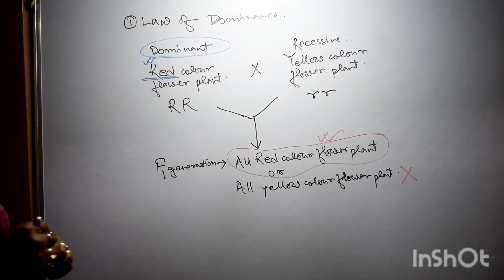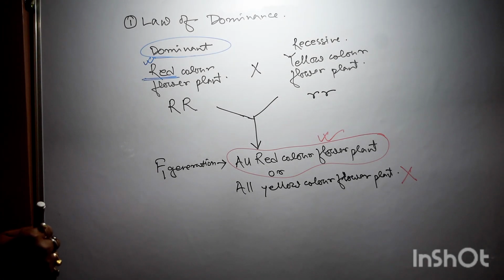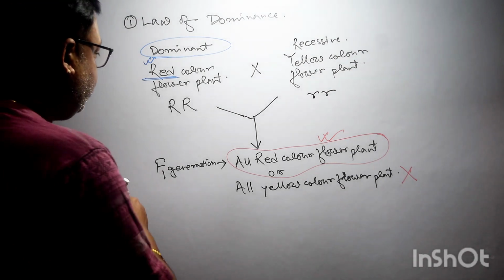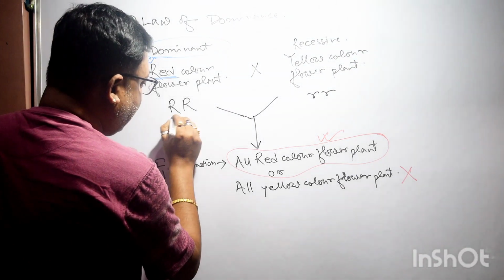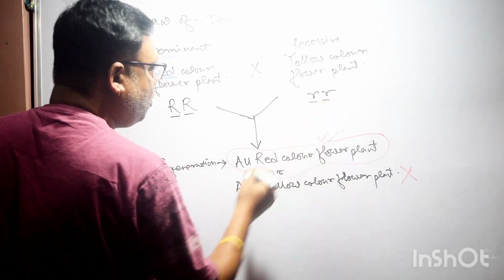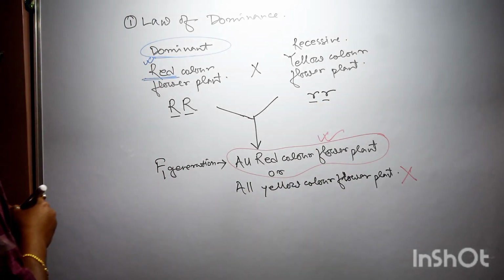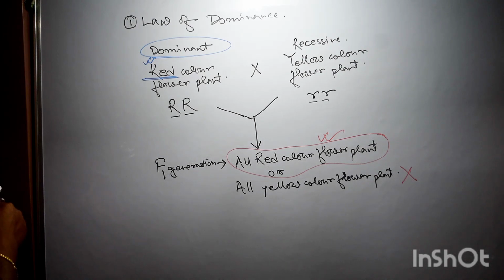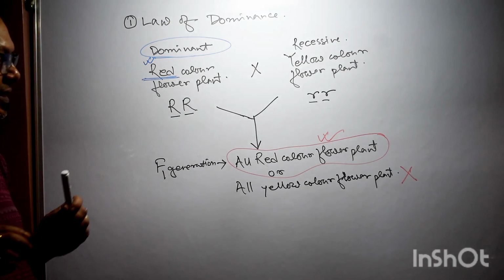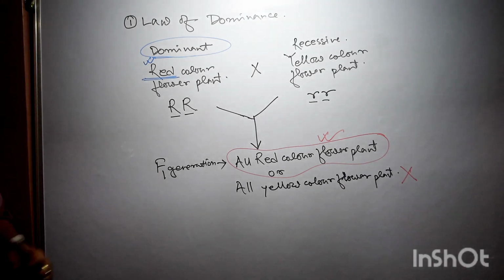Now here is a question: why do we have to write two R's, two capital R's or two small r's? Why not only a single one? Because as we know, just a second, I'll wipe out the board and I'll show you.